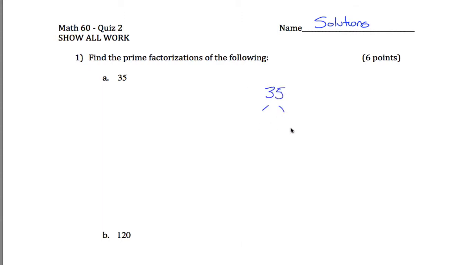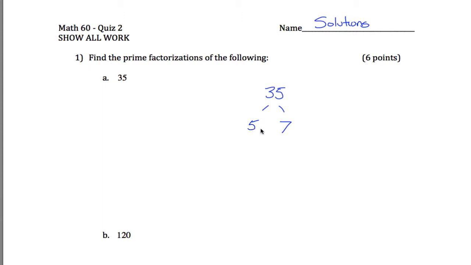And to create a tree, you just need to find any two numbers that multiply together to give you 35. Any except for 1, I guess. You wouldn't want to write 1 times 35 here. You wouldn't really get anywhere. So 35 ends in a 5. So 5 times something gives me 35, in this case 7.